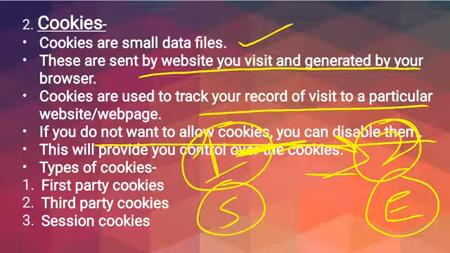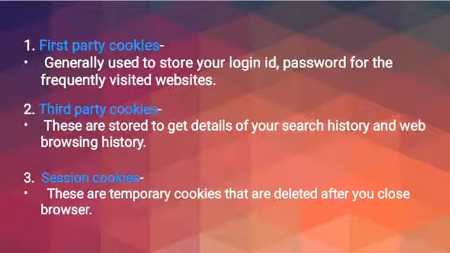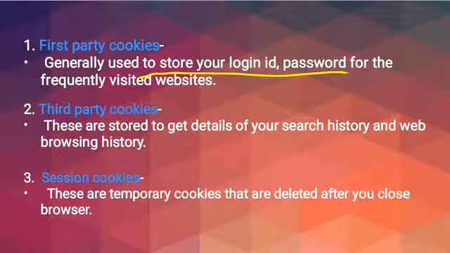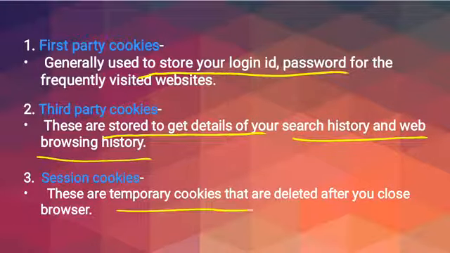So what are the types of cookies? There are three types of cookies: first party cookies, third party cookies, and session cookies. So let us understand about these cookies. First party cookies are generally used to store your id, meaning login id and password, for frequently used or visited websites. Third party cookies are stored to get details of your search history and web browsing history. Session cookies are temporary cookies that are deleted after you close the browser. So let us understand it.